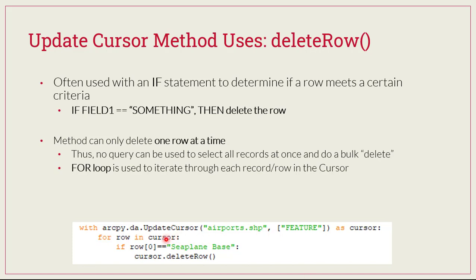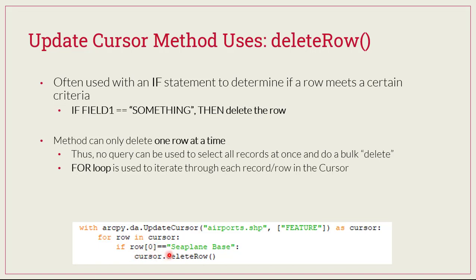So here in this short little code snippet, we have our update cursor, again working on our airport shapefile, and we have just the field name of feature inside of our cursor. All right, so we have a for loop set up to cycle through everything that's returned. All of our records in airport with their feature field are returned to our cursor. But since all of them are returned and we know we don't want to delete everything, we need a way to evaluate whether or not we should delete a record.